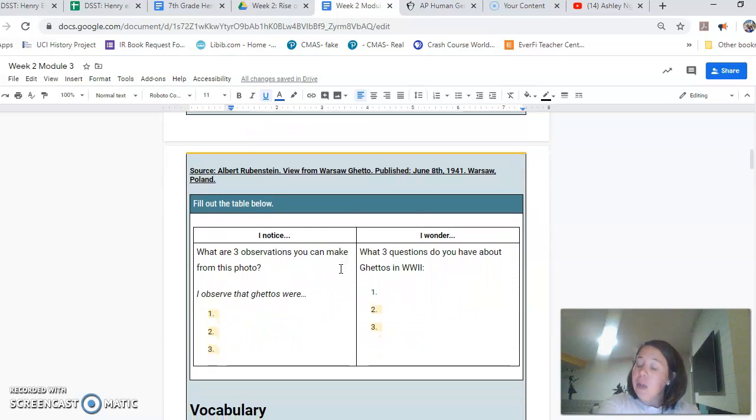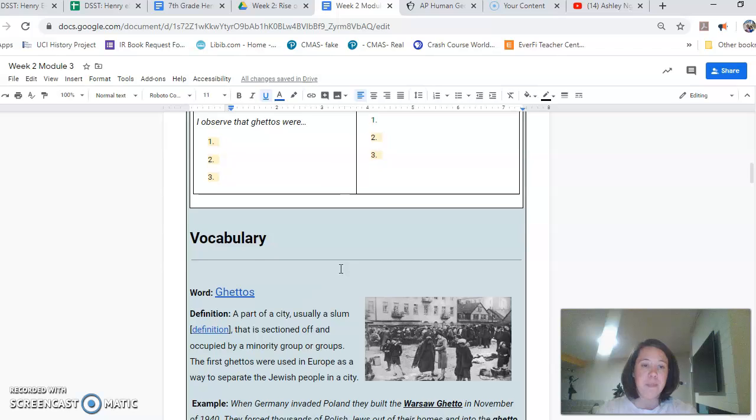You are making 3 of your own observations. You are also coming up with 3 I wonders. So what 3 questions do you have about ghettos in World War II? It could be, why did Jews live there? It could be, was it just Jews that lived in ghettos? It could be, in what cities were these ghettos? But you're coming up with 3 questions that you wonder about. Once you've filled those out, go ahead and move on to the vocabulary section.